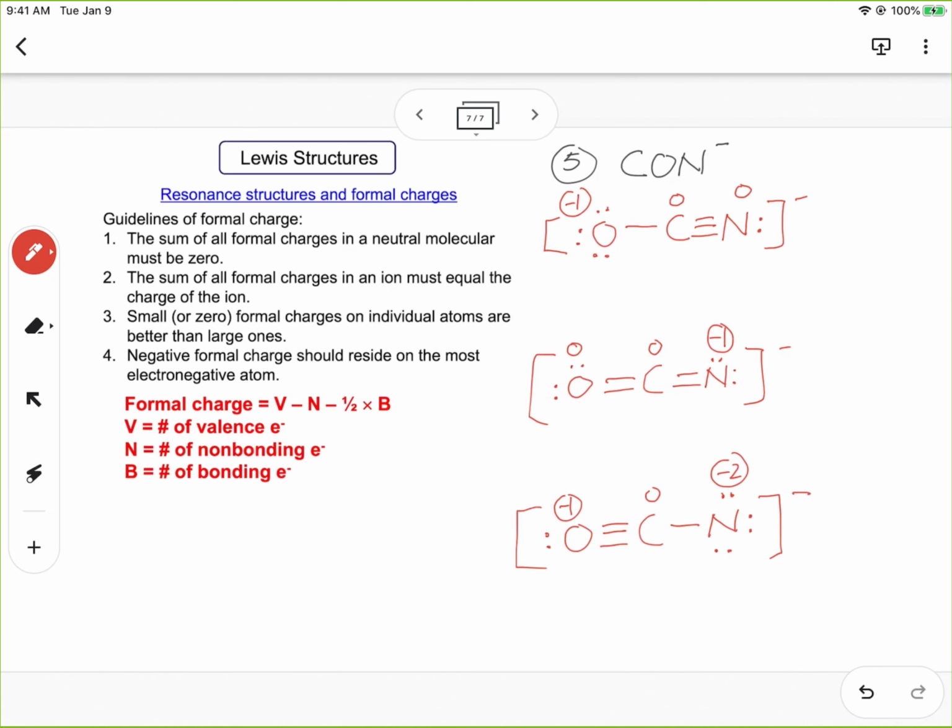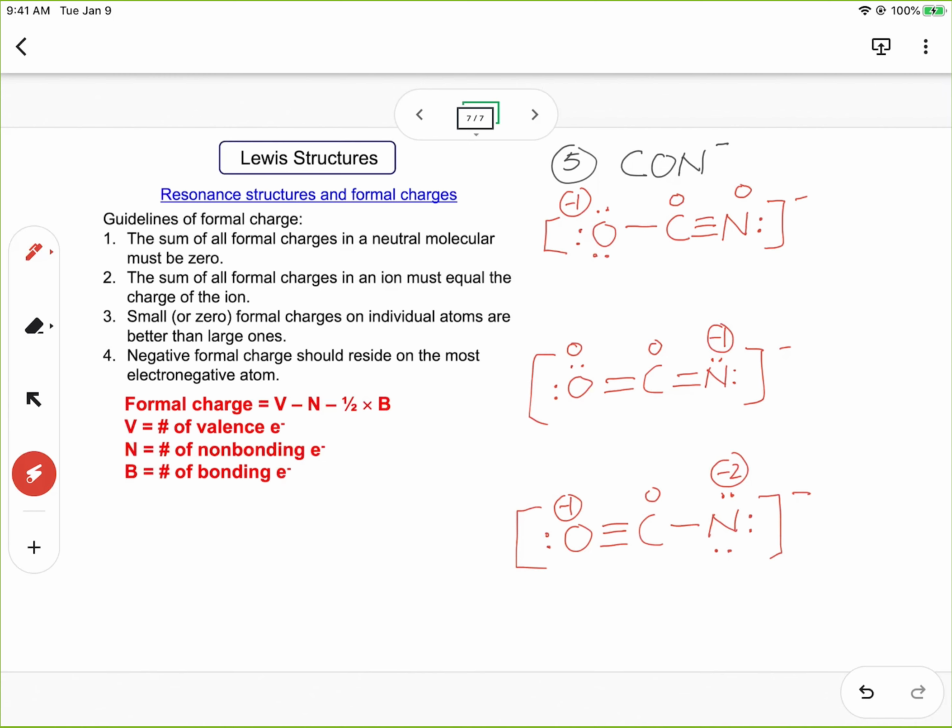All right. So now it's time for us to decide which one is the best. Well, rule number 3 tells us if you have smaller formal charges or more zero formal charges, it's going to be preferred. This one, you have 2 zeros, 1 -1. Well, you have -1, -2, and 1 zero. So apparently these two structures are better than this one. Okay. How about these two? They have the same number of zeros and same number of negative 1.